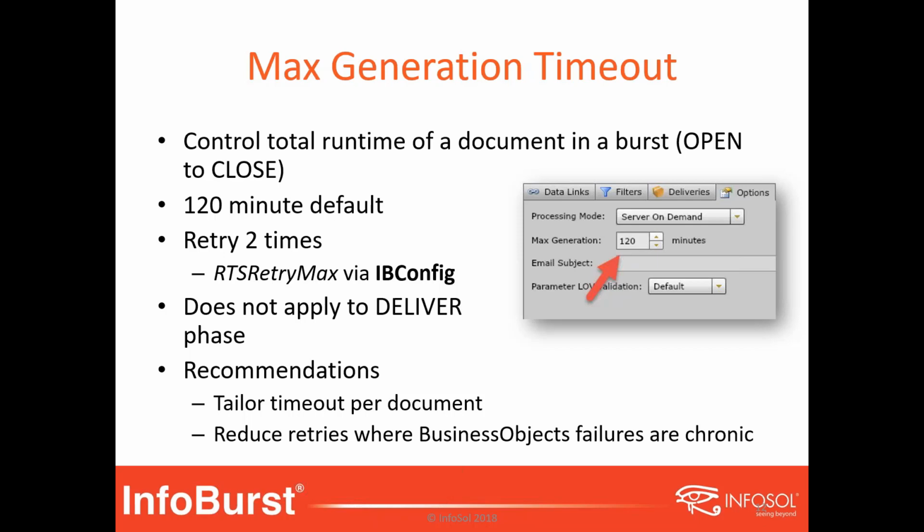Just as an FYI, this max generation does not apply to the deliver phase of the burst. So if something happens with the delivery, the timeout will not abort the burst, okay? If the SMTP server just isn't responding and the deliveries are taking an hour, max generation will not kick in, because it's from open to close of the document. The delivery has nothing to do with that. So keep in mind, this isn't a catch-all, all right?